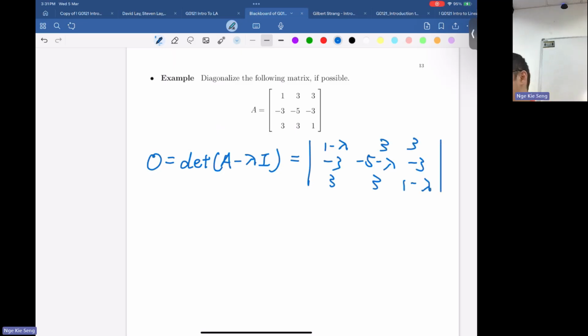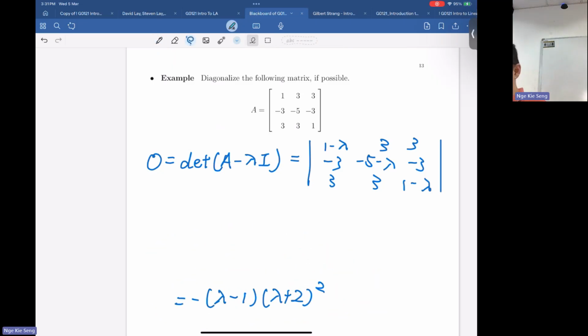You can see that if you do any cofactor expansion, it could be tedious, right? So maybe you want to do some row reduction in the middle. At the end, you're going to get minus (lambda minus 1) times (lambda plus 2) squared. Should we go through this calculation of finding the determinant? Do you want to go through together? Okay, let's go through together.